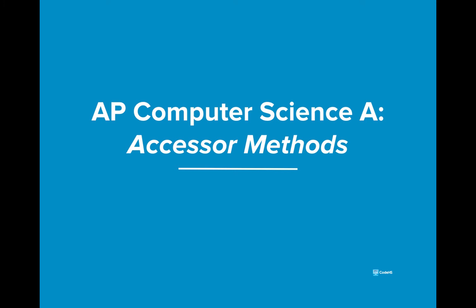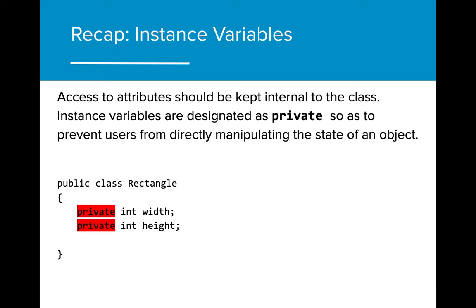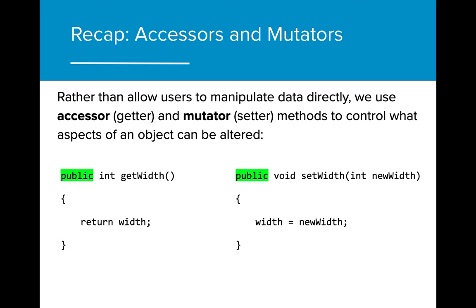Hi, in this lesson, we'll look at accessor methods. In a previous lesson, we learned that instance variables are generally labeled with the keyword private to prevent users from having direct access to changing the state of an object. Rather than allow users to manipulate data directly, we use accessor and mutator methods to control what aspects of an object that users can alter. These are used in place of directly accessing the object's variables, so as to simplify how users interact with objects.